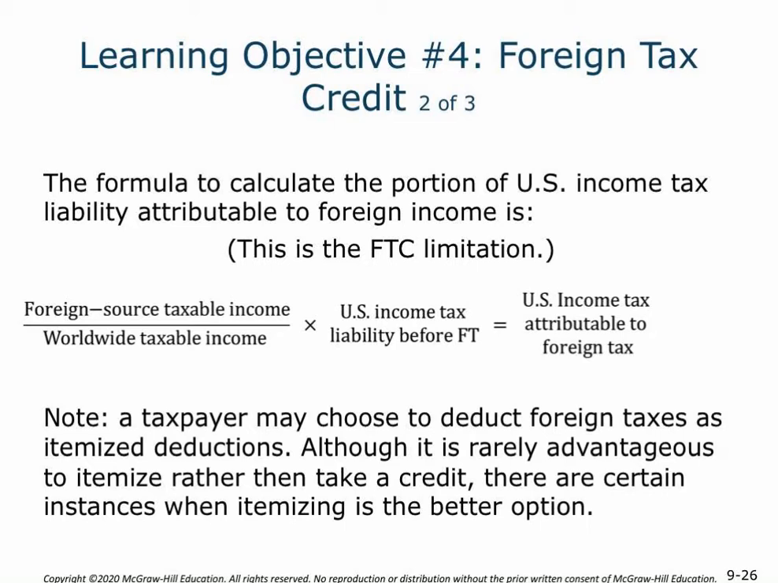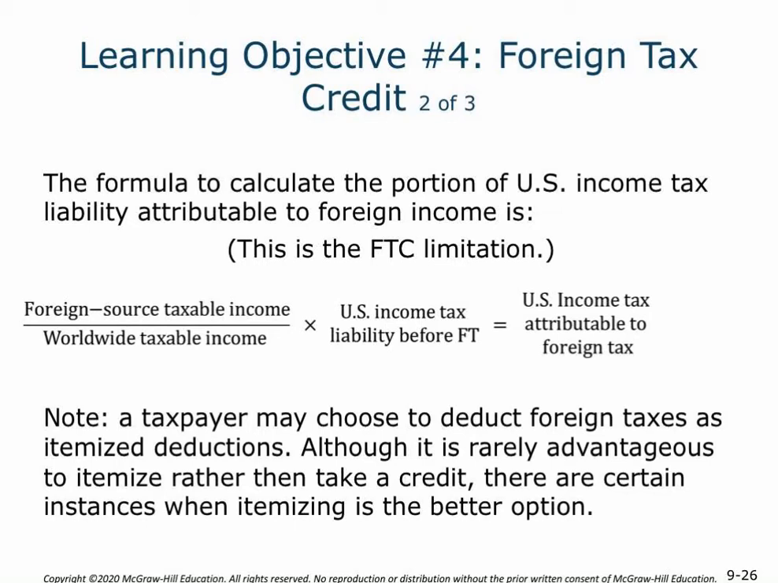So you're going to have 20% of that income being foreign sourced. If your U.S. tax would be $30,000, then you're going to take 20% times the $30,000 to get $6,000, which is going to be the U.S. income tax attributable to that foreign tax.